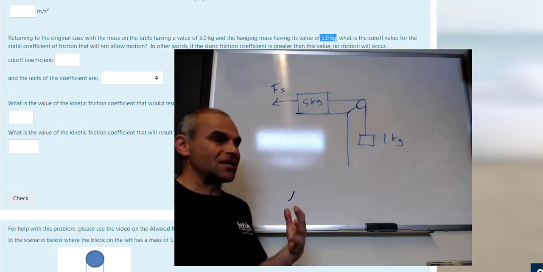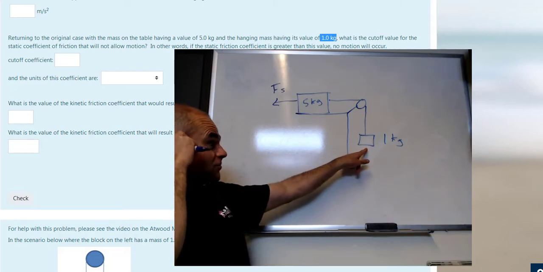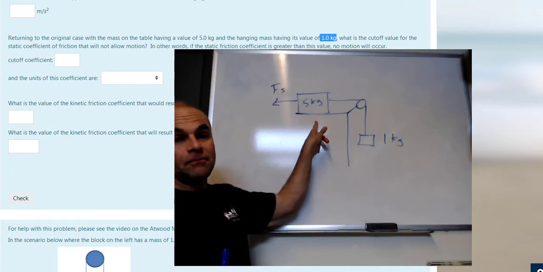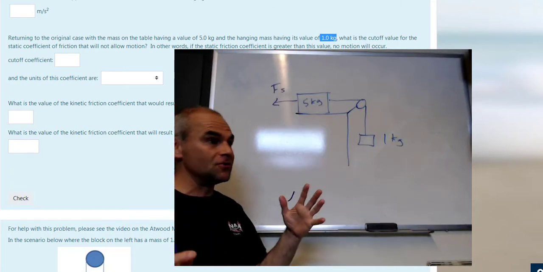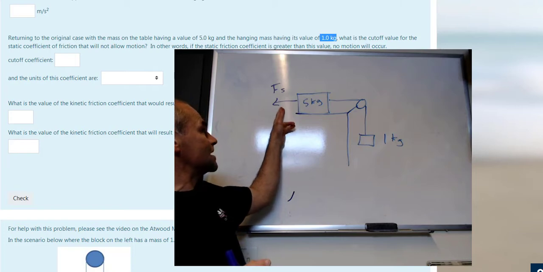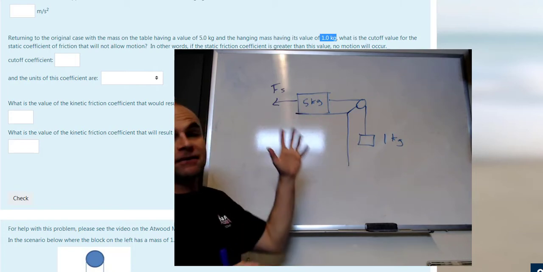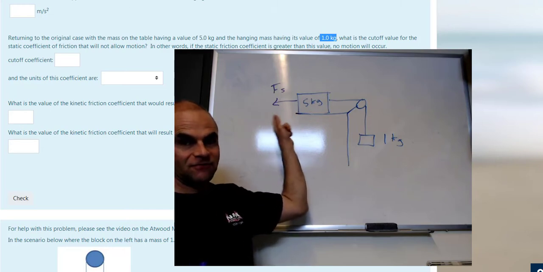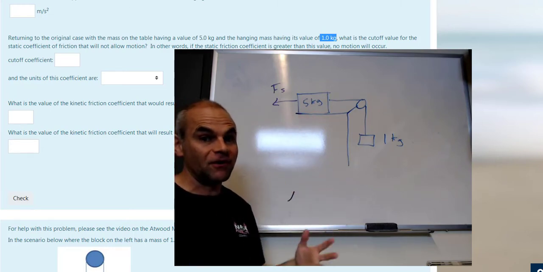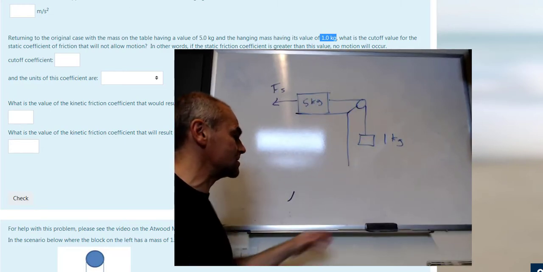We want to know, if there's a certain amount of static friction, then the force from this block is not going to be able to pull that block. But there's going to be a threshold at which, if the static friction is low enough, this block's force would be able to break that static friction force, resulting in the block sliding. We want to find what that is. So that's what this question is asking.